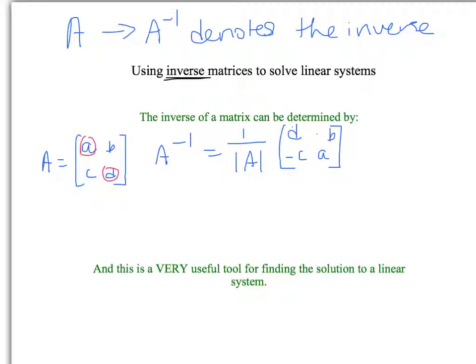And let's remember that the determinant of A equals AD minus BC. And that cannot equal 0. If it equals 0, you are done. This is a very useful tool for finding the solution to a linear system.